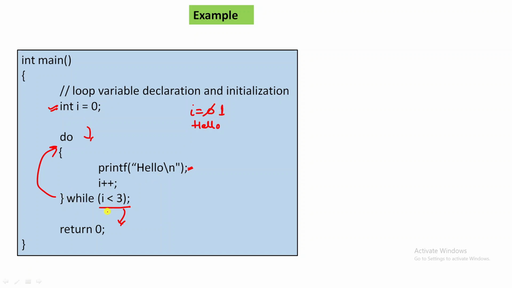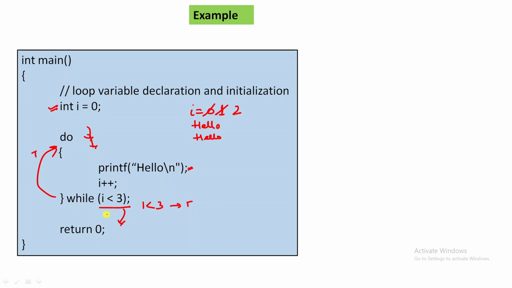Now here we are checking whether I is less than 3 or equal to or greater than 3. So we'll say, okay, I is 1 and 1 is less than 3. This is true. True means we'll go inside the body of the do while loop again. So we'll come here and again print hello. Second time hello will be printed. Now again I is incremented, so I will become 2.